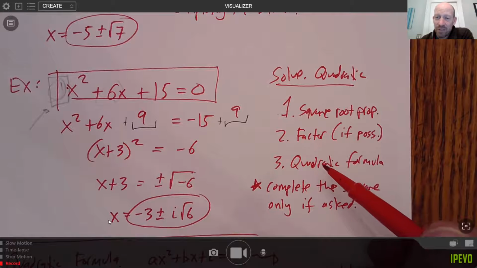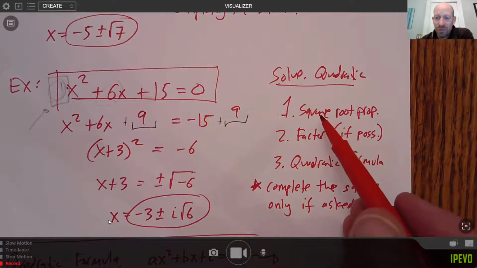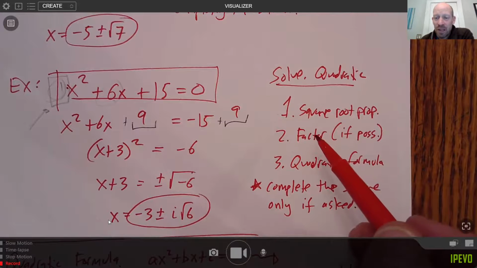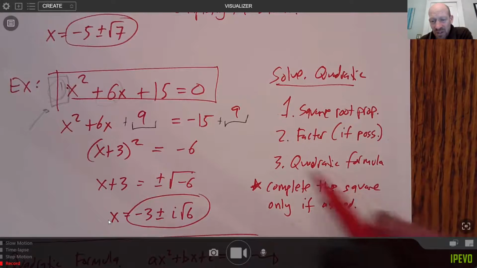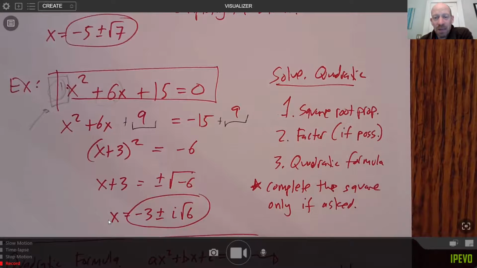You'll save yourself some time and energy if you do look for the square root and factoring first, but if you solve them all with the quadratic formula, that's fine too. Okay? So except for that completing the square process, I'm not going to be picky about which style you use to solve these problems. Questions about that at all?